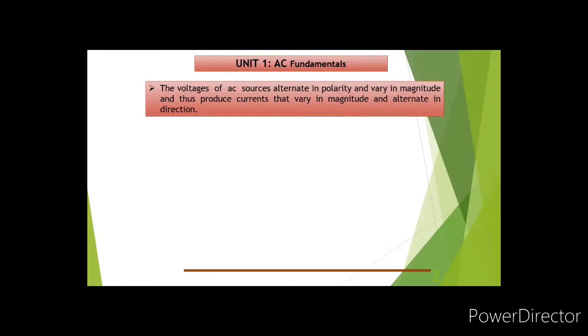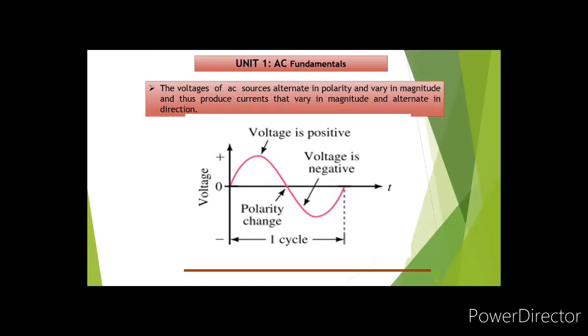The voltages of AC sources alternate polarity and vary in magnitude. That means the current varies in magnitude and alternates in direction. See this waveform for a sinusoidal AC supply. Half positive and half negative polarity completes one cycle.